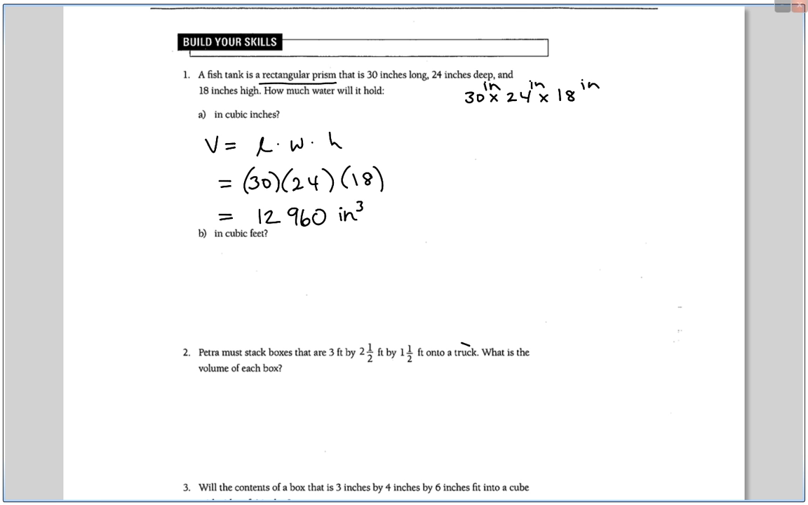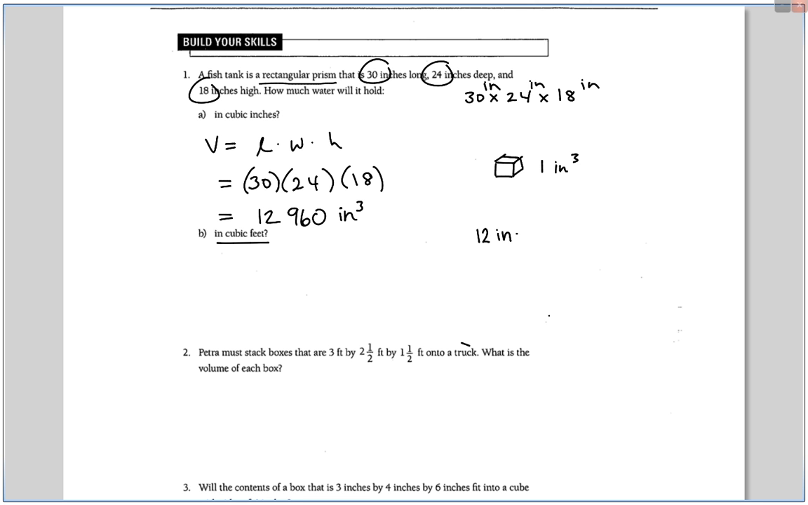Basically what you're thinking about is an inch that way, an inch this way, and then an inch into the page. These are called 1-inch cubes. And what this example is saying is we have 12,960 of these inch cubes, and that would be the space inside this object. If you want cubic feet, you're going to have to convert these to feet first. That's the easiest way to do this.